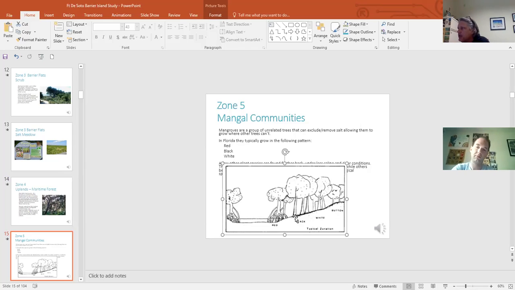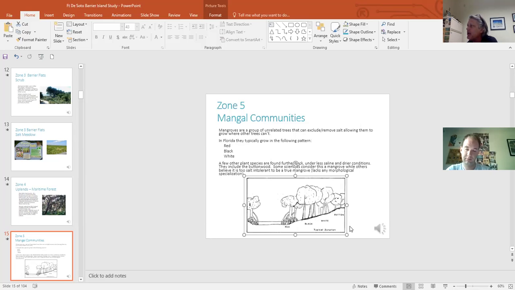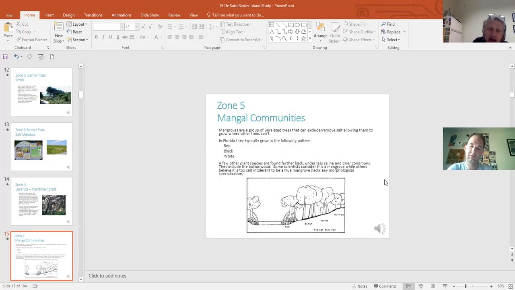Black mangroves are generally found behind them. They have pneumatophore roots. These pneumatophore roots aerate the soil. The white mangroves are behind them. And then we'd have buttonwoods behind there. Buttonwoods are not classified as mangroves, but they are found associated behind the mangroves, and they're very similar to mangroves. Mangroves are just trees that actively remove salt in some way, shape, or form. That does not mean the buttonwoods couldn't be a mangrove. We just haven't discovered how they handle salt tolerance yet.